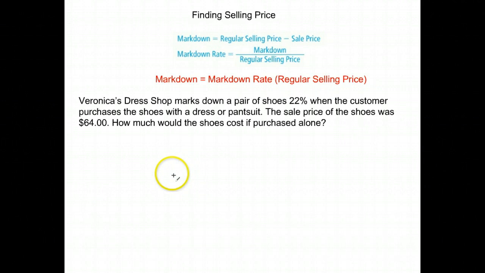All right, Veronica's dress shop marks down a pair of shoes 22% when the customer purchases the shoes with a dress or a pantsuit. The sale price of the shoes is $64. How much would the shoes cost if they are purchased alone? So if you don't get the discount, what was the regular price of these shoes? On sale, they're $64 after the 22% off.